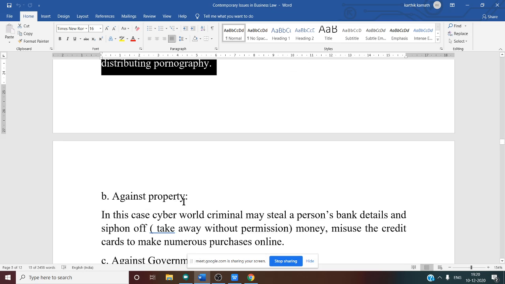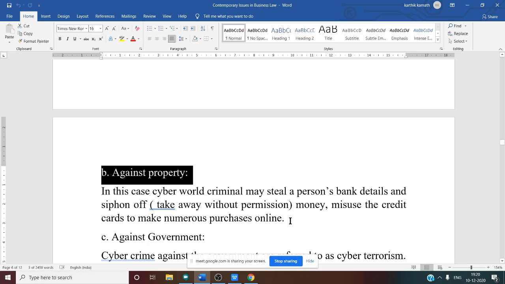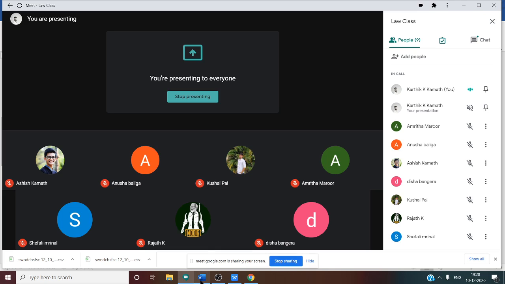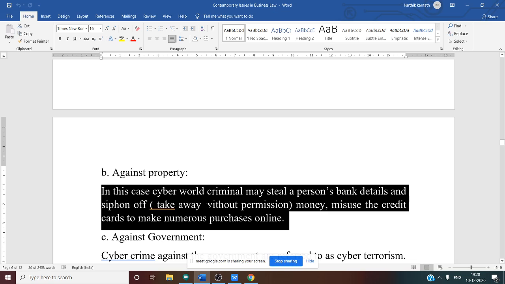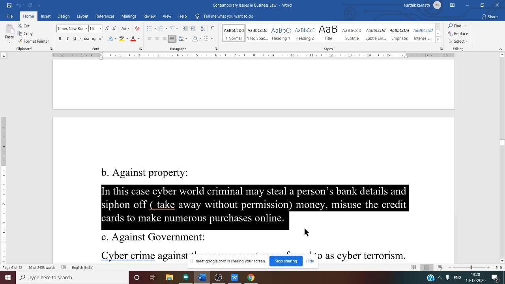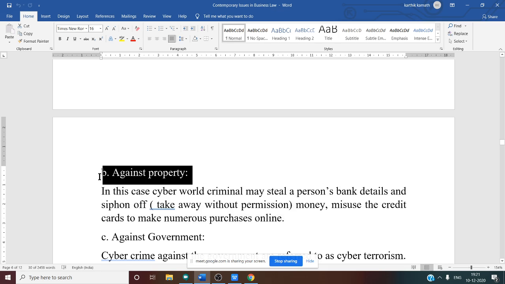Then against property. Against property means, in this case, a cyber criminal may steal a person's bank details. Some fraudulent call may come and they may ask for your personal details and steal all your money, siphon off or take away your money without permission. Misuse of credit cards to make numerous purchases online. So that is against property, or personal damage.